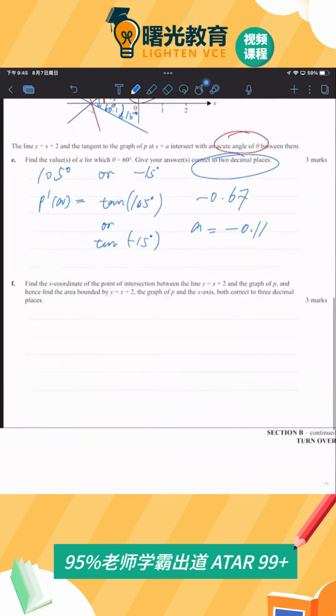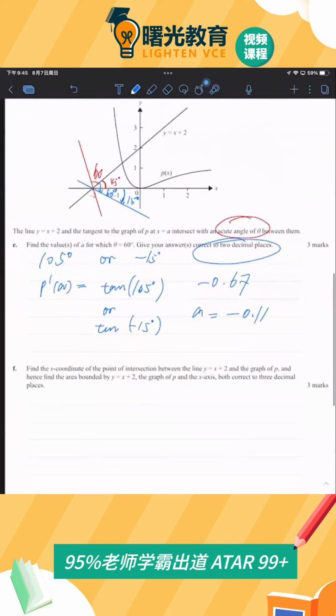And the last one, find the x coordinate of the point of intersection between the straight line and the graph, and hence find the area bounded by the straight line, the graph, and x-axis. Both correct to 3 decimal places. Now, ask yourself this question: how many answers are you going to give in this part F? Yep, 2 answers. One is for the x coordinate, and the second is for the bounded area.